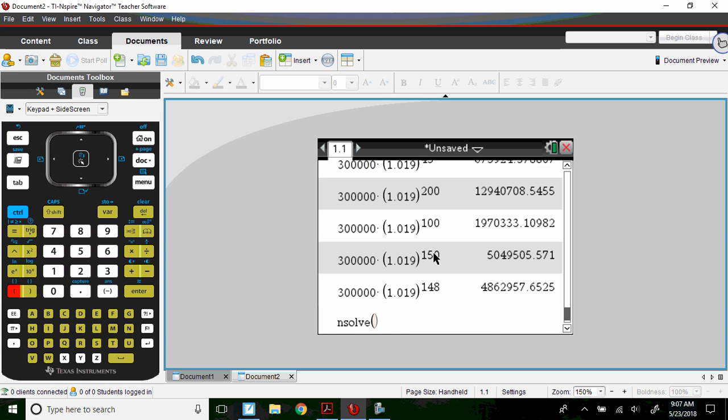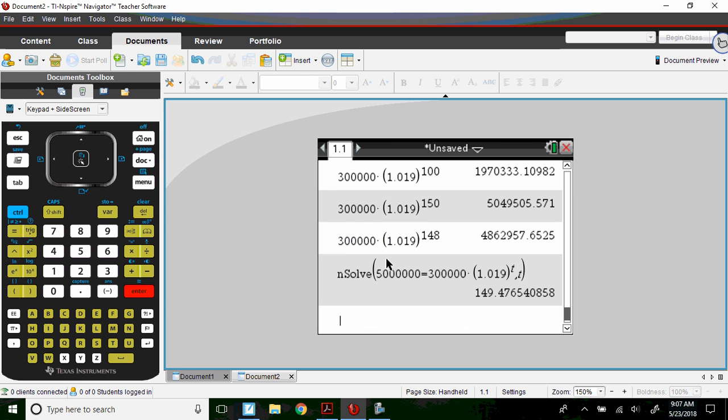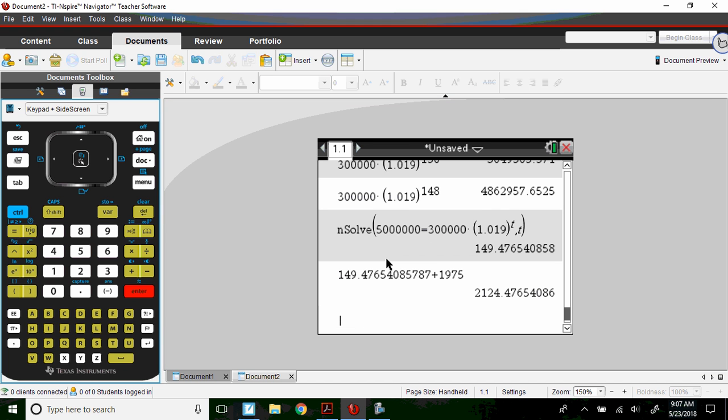And solve 5 million equals 300,000 times 1.019 to the t, and I want to solve this for t, and it's going to be 149 and a half years after 1975. So I guess we'll take that and add it to 1975. And so in the year 2124, there will be 5 million mongers, assuming the model continues.